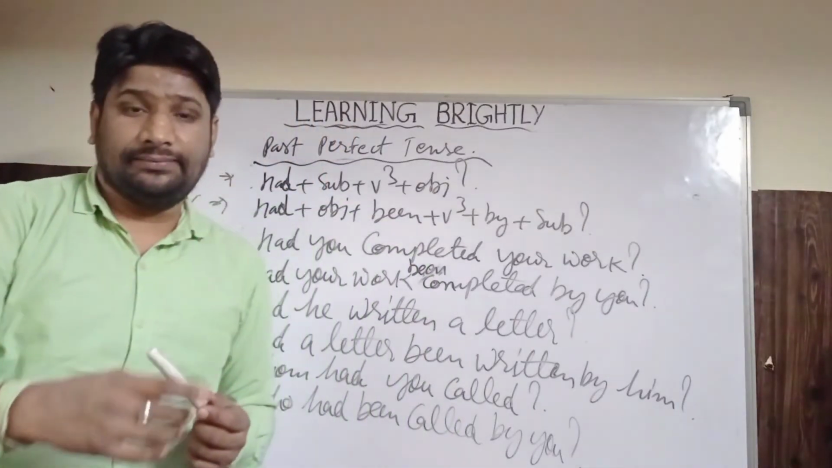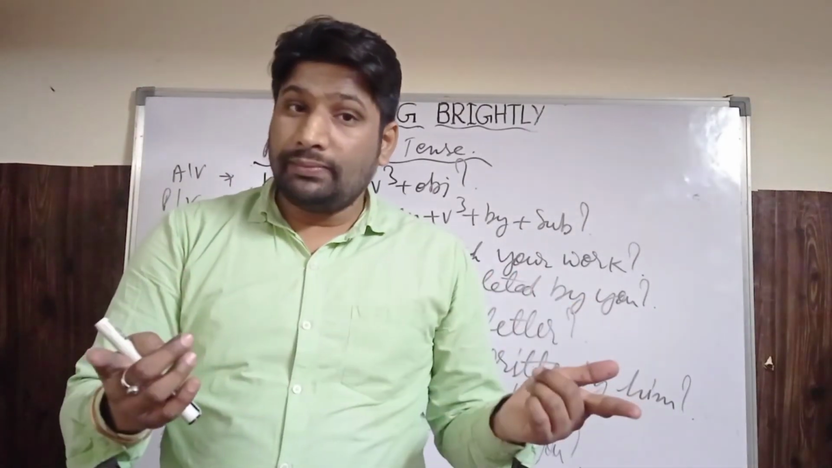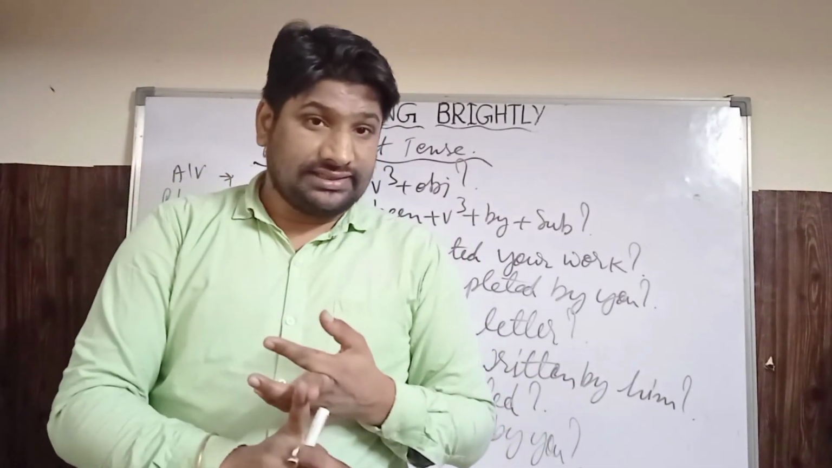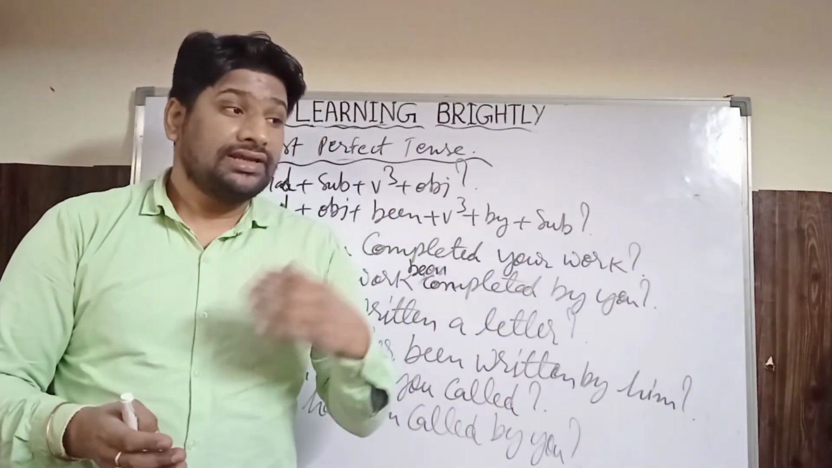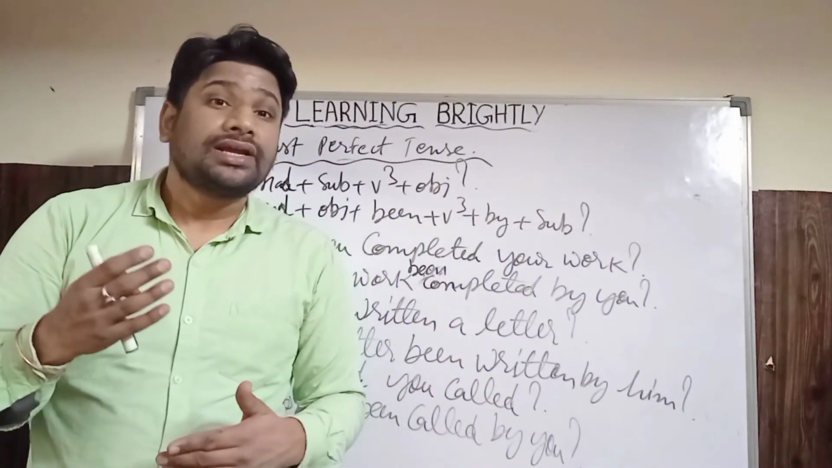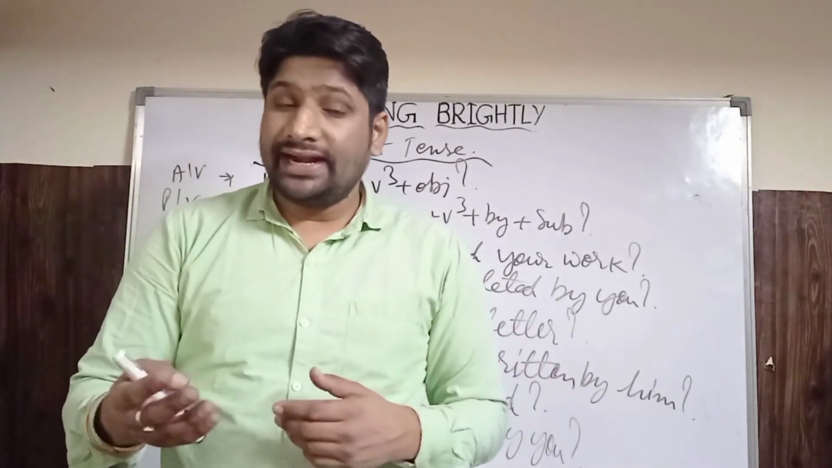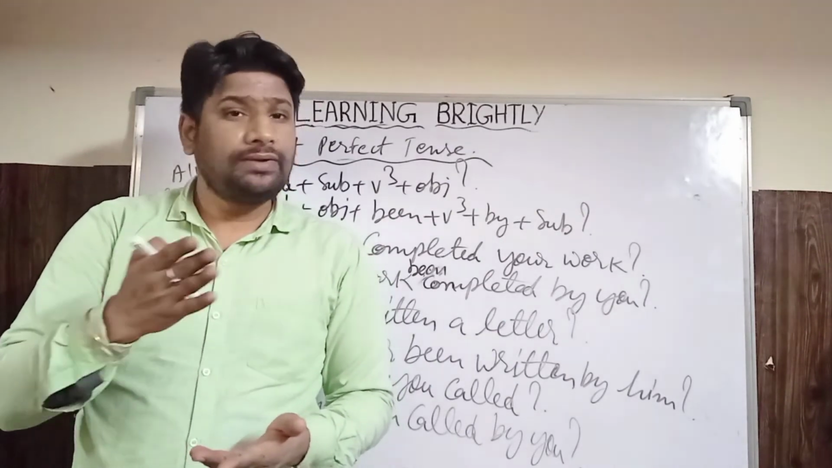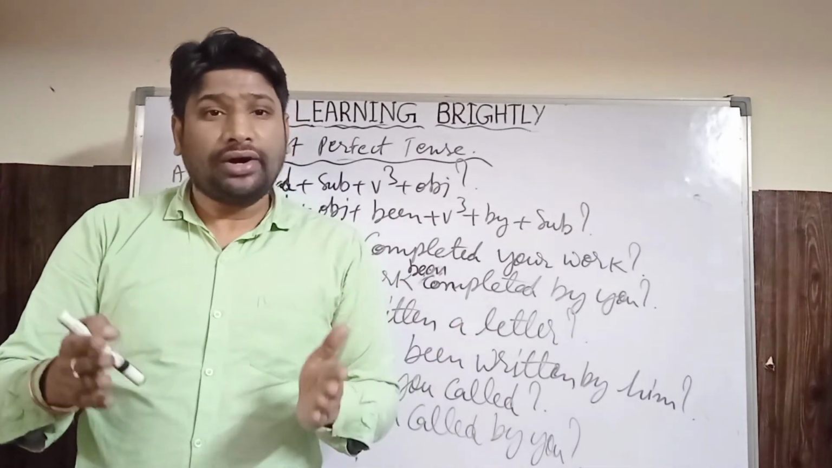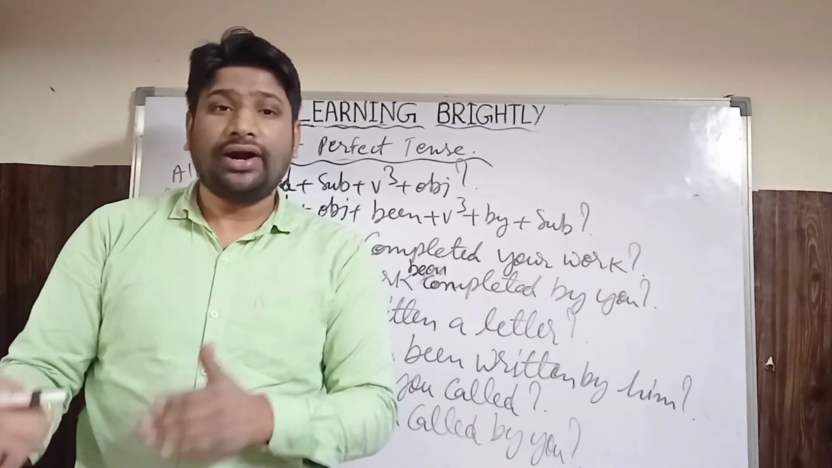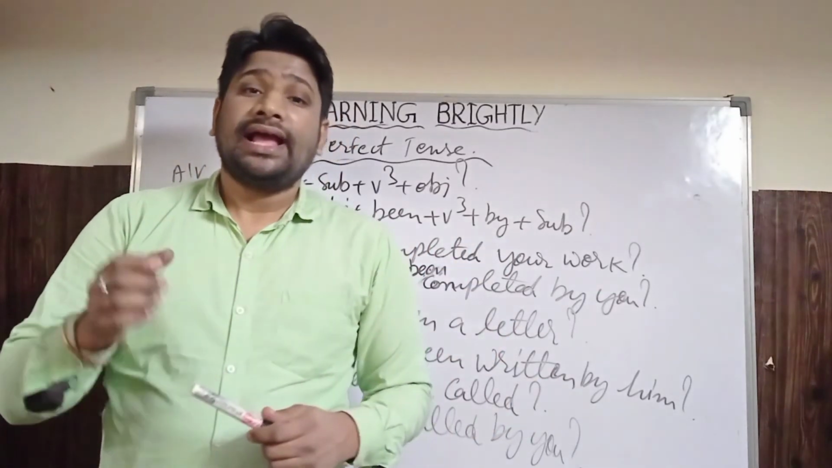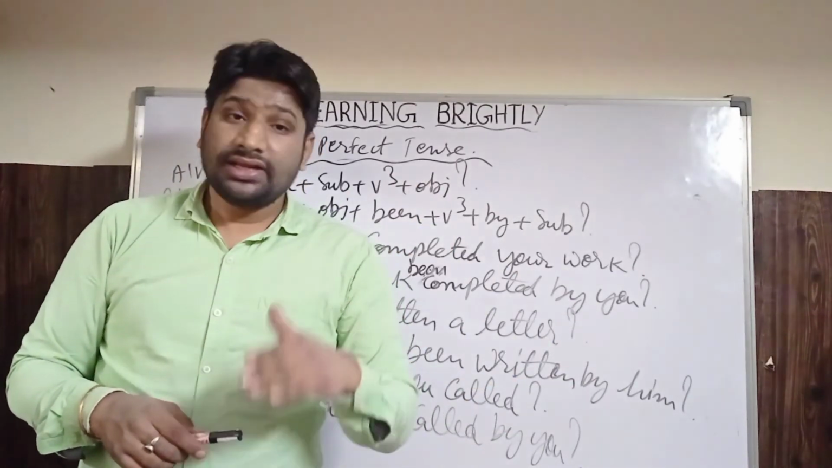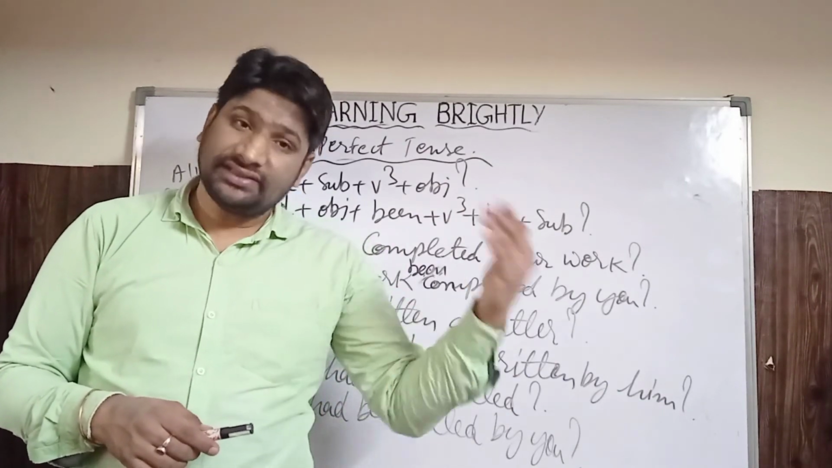So let me share some examples like, she had ignored me. I had been ignored by her. Sir had taught us. We had been taught by Sir. They had called us. We had been called by them. In negative, I had not understood this. This had not been understood by me. You had not insulted them. They had not been insulted by you. And next, they had not welcomed us. We had not been welcomed by them.